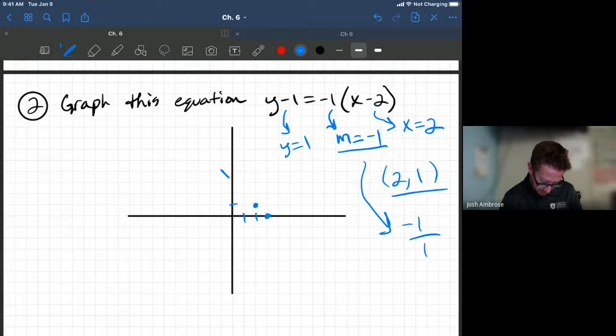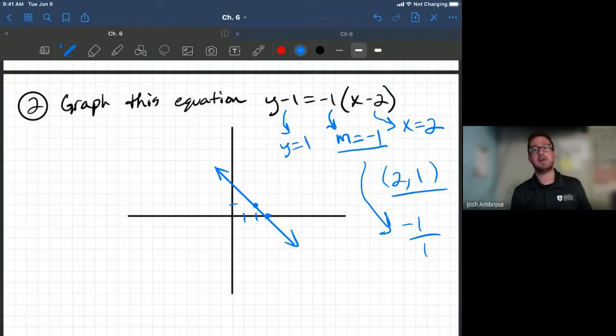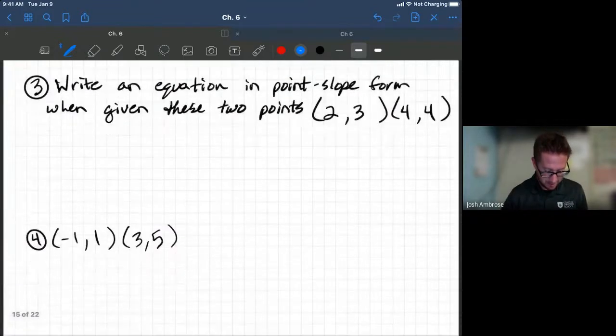So we would be right there. All right, and there's our line. Whoa, line got moved a little bit. Let's redo that. All right. There we go. There's our line. Okay, so pull out the point, plot the point. Then from that point, use the slope. All right, let's take a look at example problem number 3.